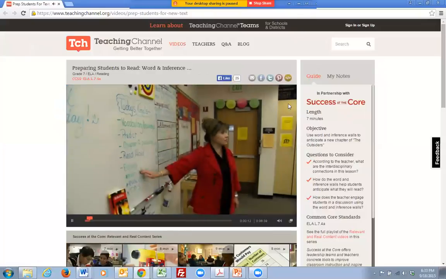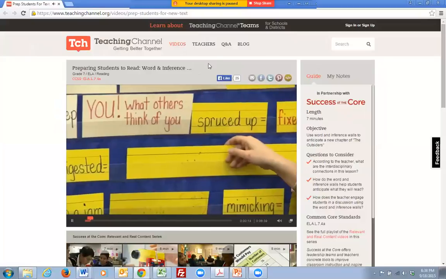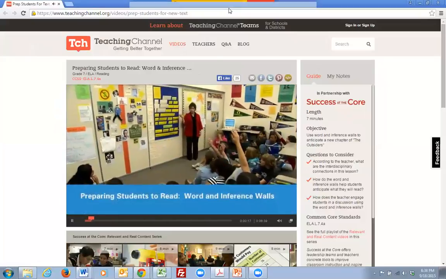Then we're going to do some predicting by using our inference wall and the word wall. REP is short for what?